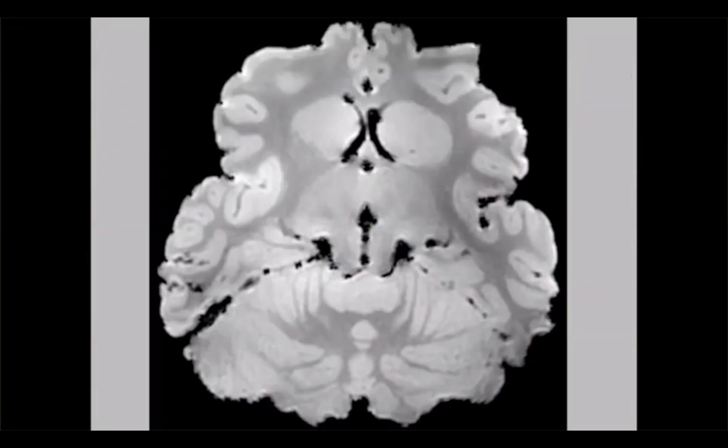Actually, there's a few interesting things to see here. First of all, you notice that it's very good contrast between gray and white matter. This is the white matter and this is the gray matter. And what type of scan is this? T2 weighted. No, so it's T1 weighted.